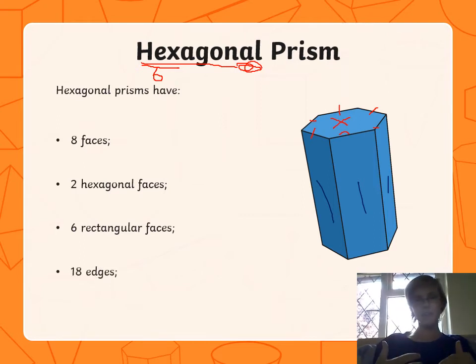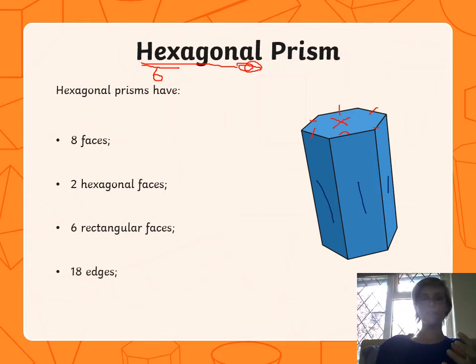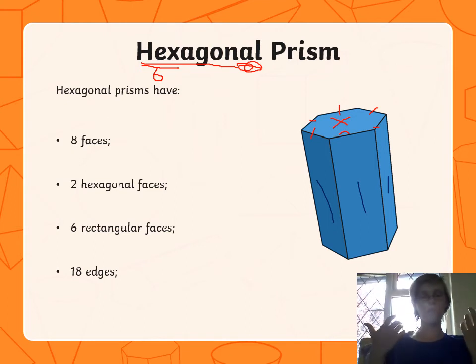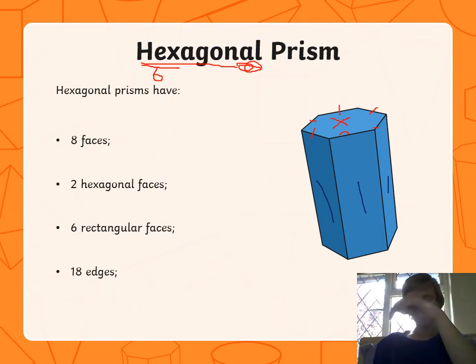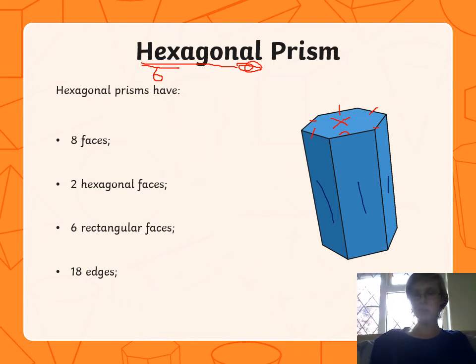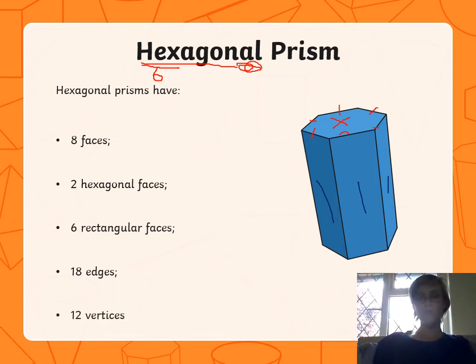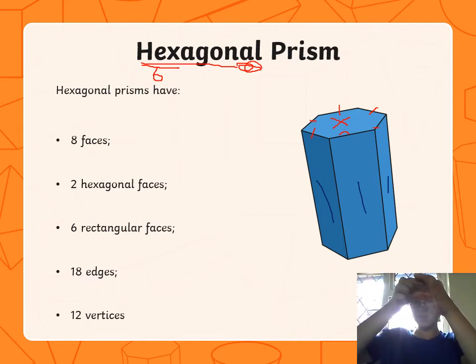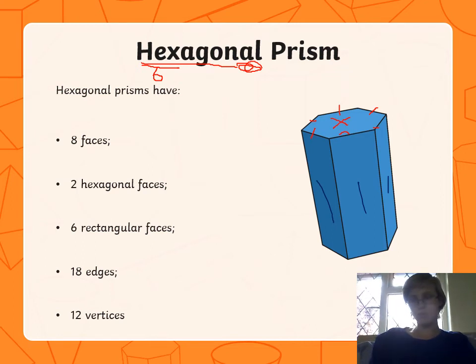They have 18 edges. 18, how? Let's work out how it's got 18 edges. It's got 6 around the top, it's got 6 around the bottom, that makes 12, and then it's got 6 around the middle, so around the rectangles, and that will make 18 altogether. That's 3 times 6. Amazing. Good job, guys. So 12 vertices, again, that's because there's the 6 at the top where all of the corners join, and then there's 6 at the bottom where all of the corners join too.